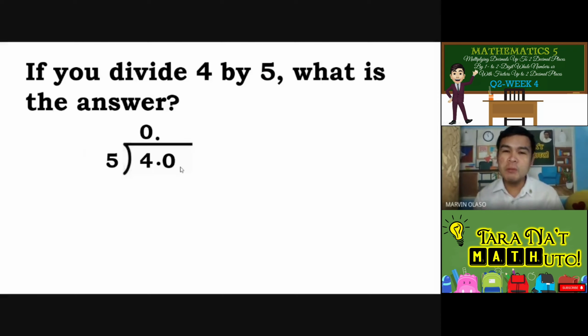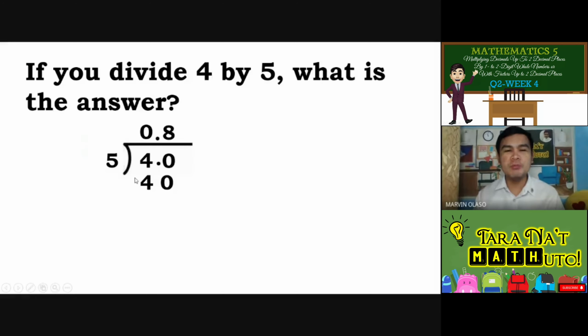Kasi nga, di ba, yung whole number na 4, pag nilagyan natin yan, it's equivalent to 4.000. So we can add 0. Now, ignore the decimal point. So we have 40 divided by 5. What do you think? Yes, it's 8 because 8 times 5 is equal to 40.